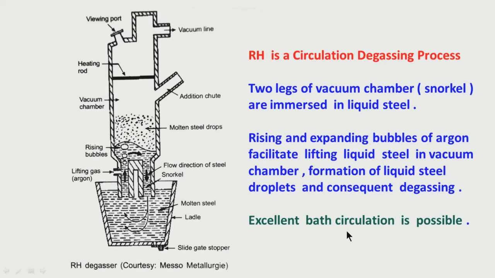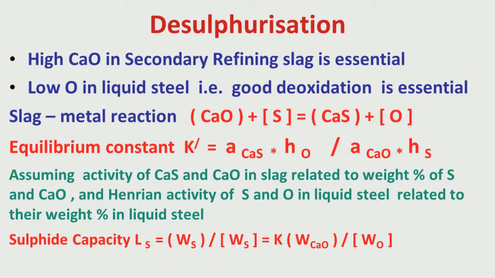So, I have talked about today desulfurization, how desulfurization takes place. I have told you, this is basically a slag metal reaction. So, the sulfur which is present in the liquid steel will react with calcium oxide present in slag to generate calcium sulfide. That means, the sulfur is going from the liquid steel to the slag as calcium sulfide, and oxygen is also getting generated and coming into the liquid steel. So, this reaction indicates that calcium oxide in slag has to be high, oxygen in liquid steel has to be low, then only desulfurization is very successful.